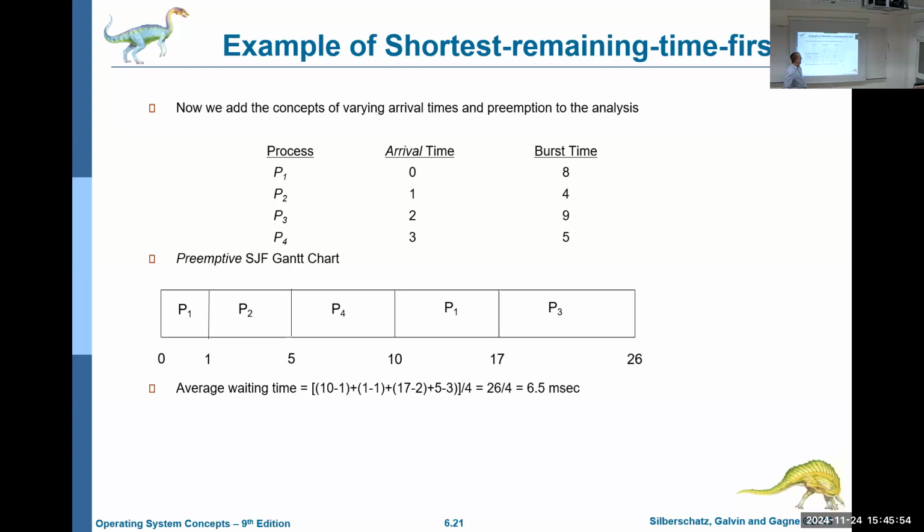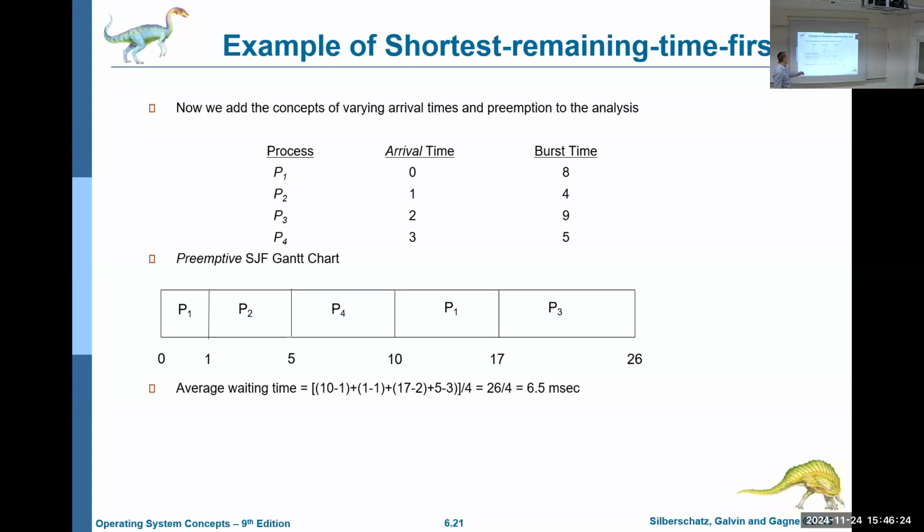He's 10. And then comes P1 again, because, well, wait a second. Why P1? Because seven left versus 9. He's 7 left versus P2, versus P3. It's very confusing because these numbers are 1 different. But P3 is 9, so P1 goes first, and we get the average wait time.